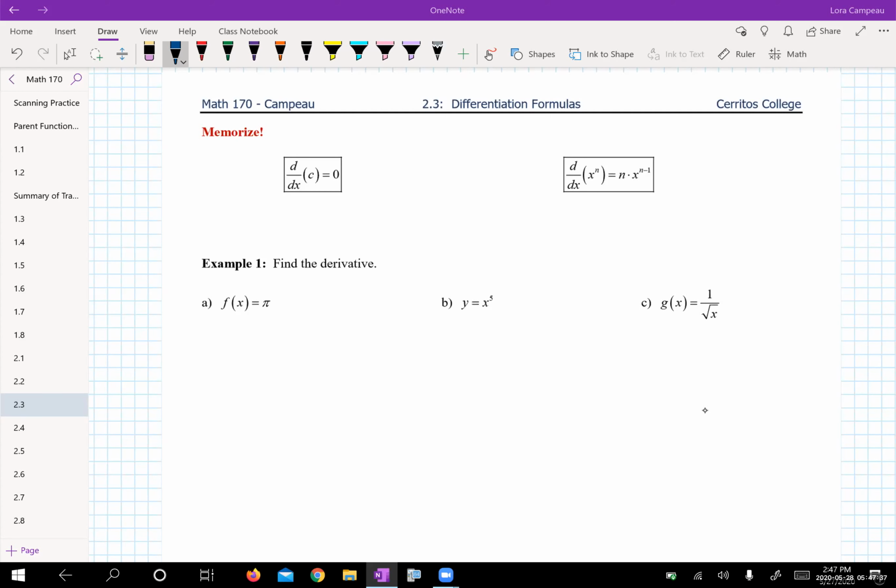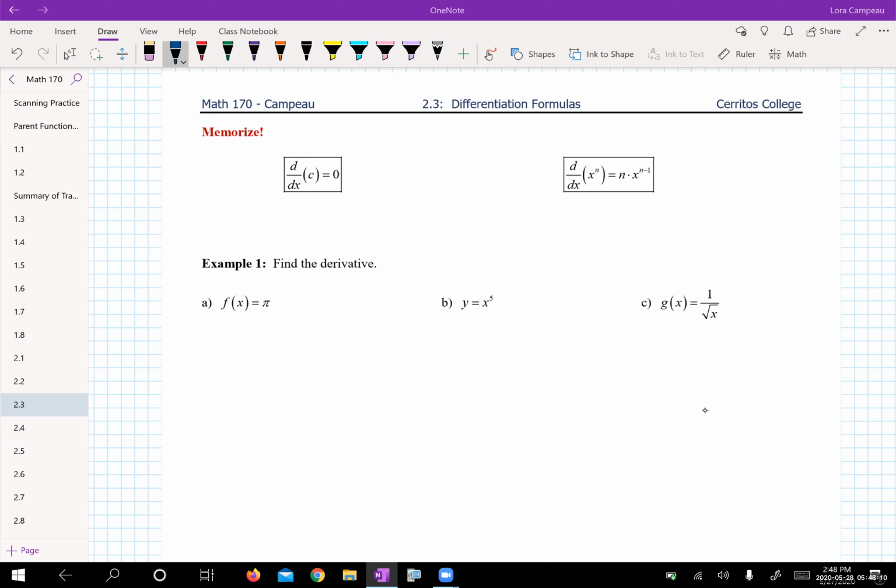In section 2.3, differentiation formulas, you get a chance to apply shortcuts when you want to calculate the derivative. A lot of you will find this section pleasing. It kind of reminds us of these step-by-step processes we took in algebra class. So it gives you a nice way to calculate these derivatives without having to go through all of the complications of the limit definition.